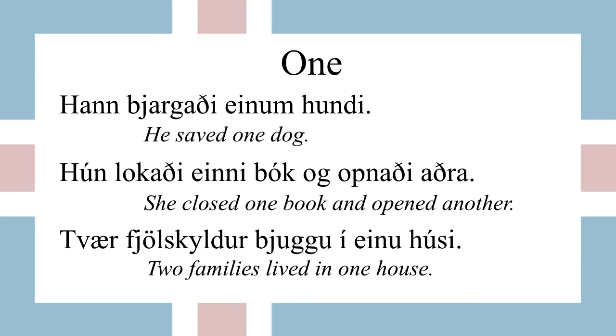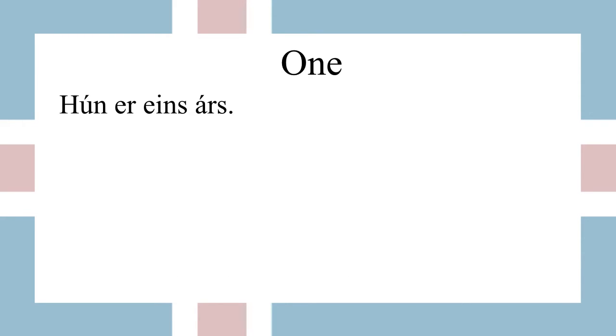And I'm only going to show 1 genitive example because the genitive numbers aren't used too much. The main place where you're going to see the genitive numbers is when you're talking about your age, in which case you always need to use the genitive form of the number. So hún eins árs means she is 1 year old. And we're using the word eins and the genitive form of ár for year.